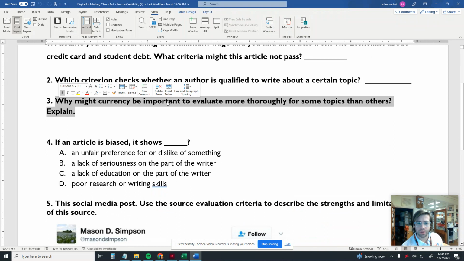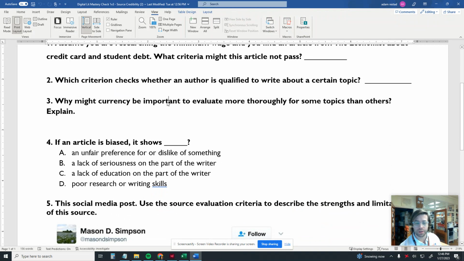Why might currency be important to evaluate more thoroughly for some topics other than others? Well, some things just change more quickly over time. For example, tech trends, medical trends, those are changing almost weekly or monthly. But there are some things where information from 5, 10, 15 years ago may still be relevant. For example, education reform, some things with psychology, may not change super fast. So using information that's a little outdated depends on the topic we're choosing, because some things just change faster than others.